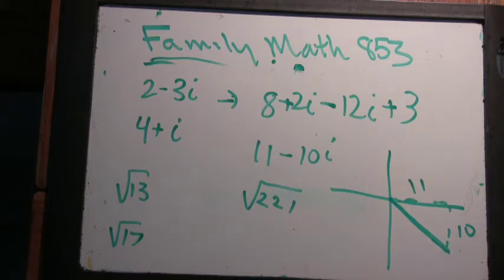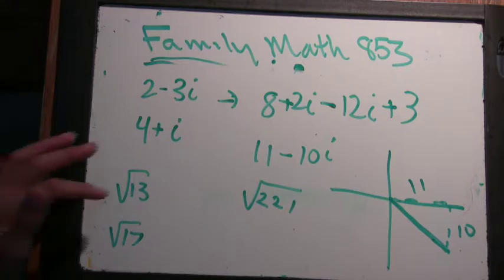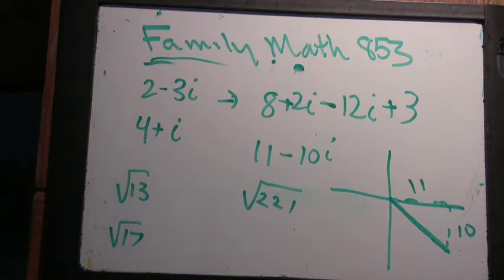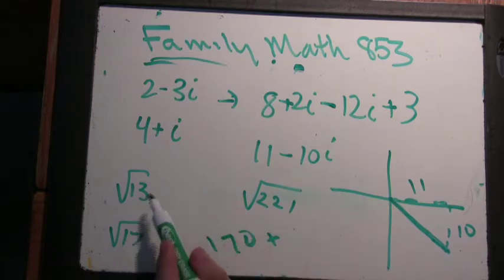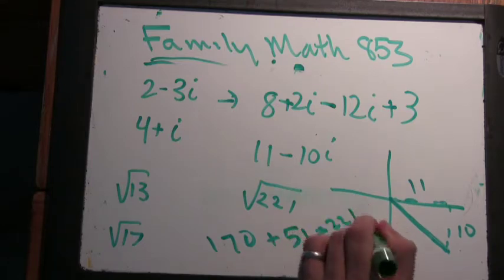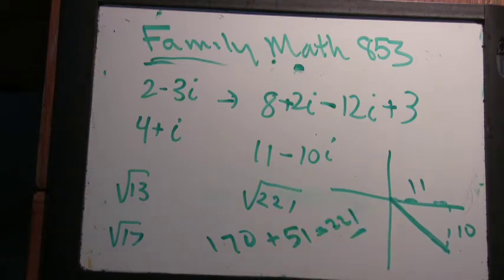Alright, so root 221. So the distances multiply. Yes, they do multiply, because 13 times 17 would be 130 plus 3 times 17, 51, is 221. So again, the distances multiply.